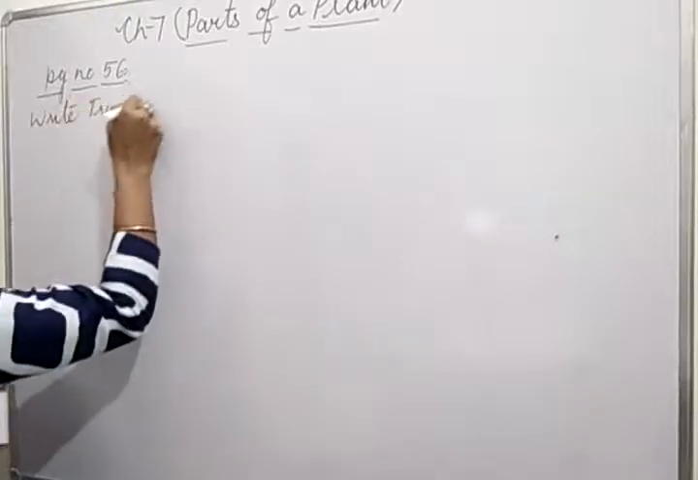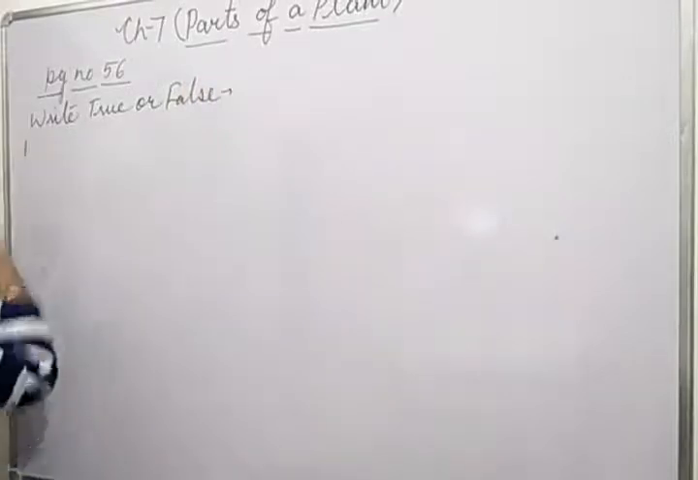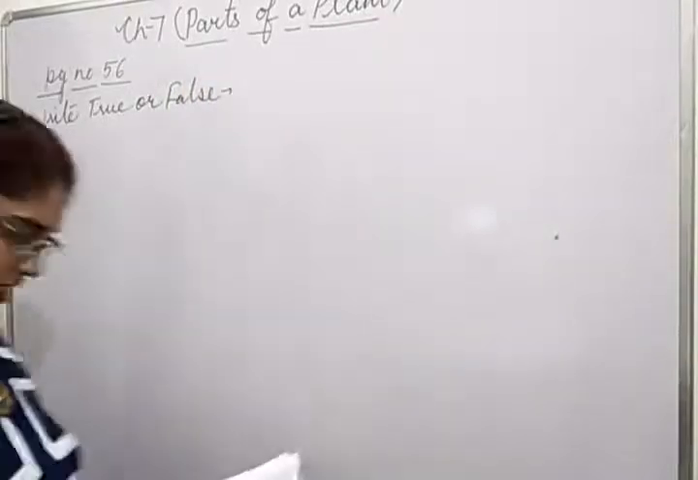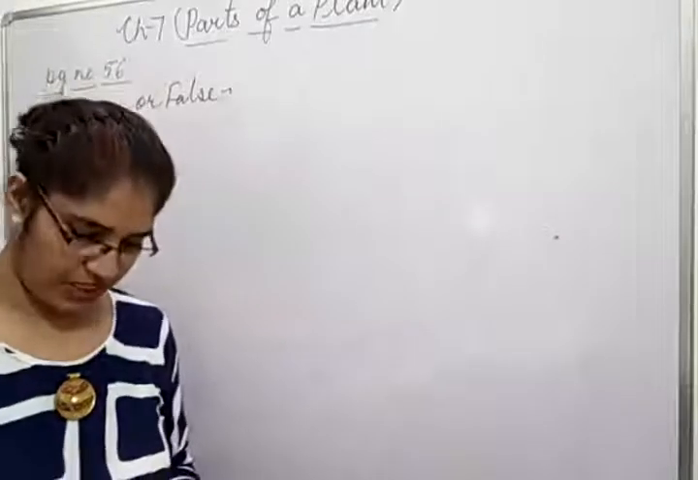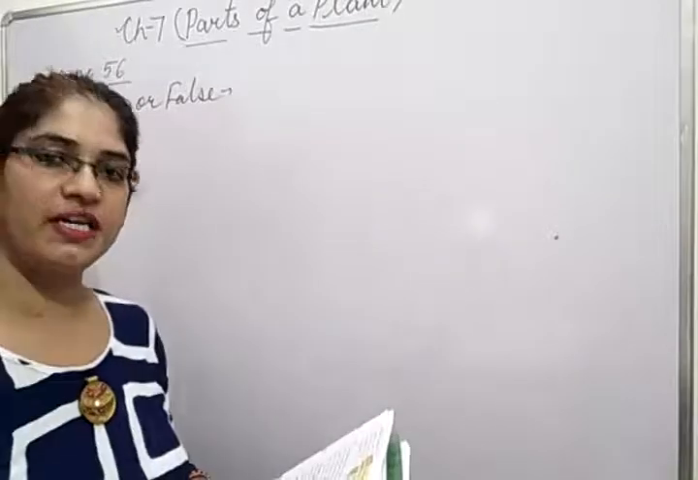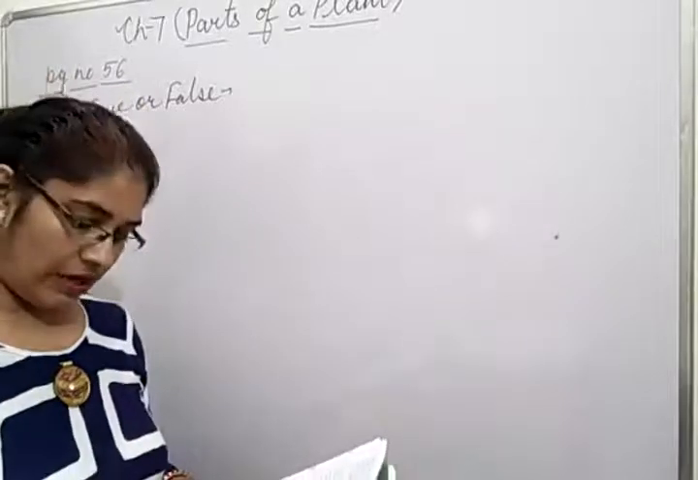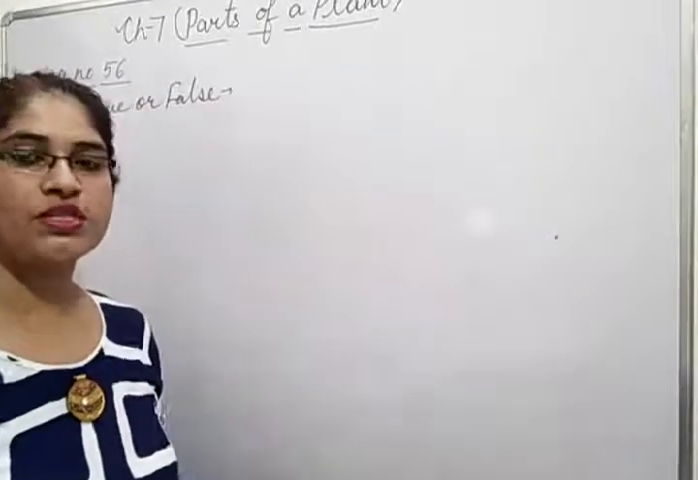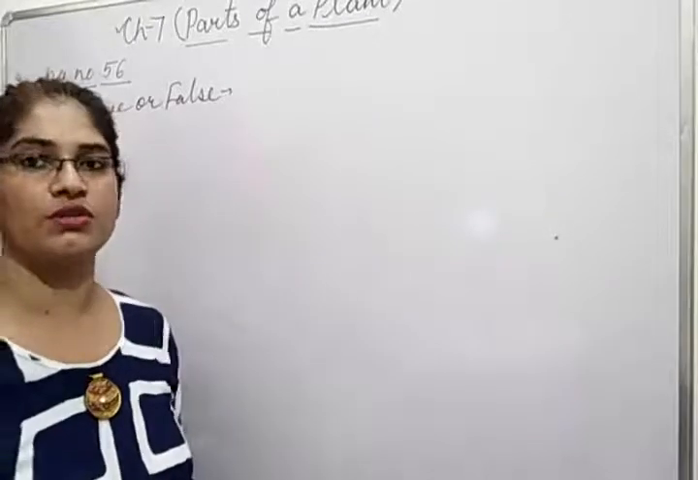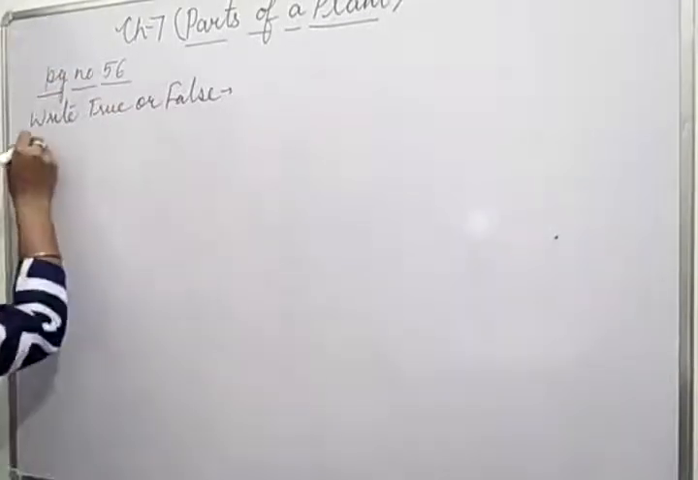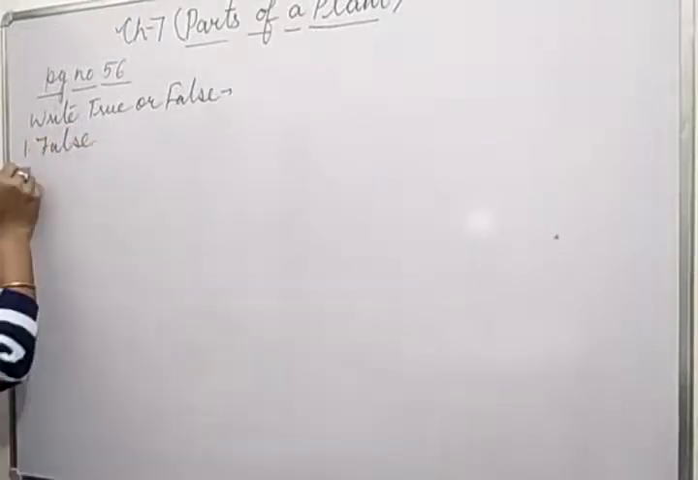write true or false. What is the first statement? The two main parts of a plant are root and fruit. Is this a true statement or a false statement? No, this is a false statement, because the two main parts are root and shoot. So you can write false.